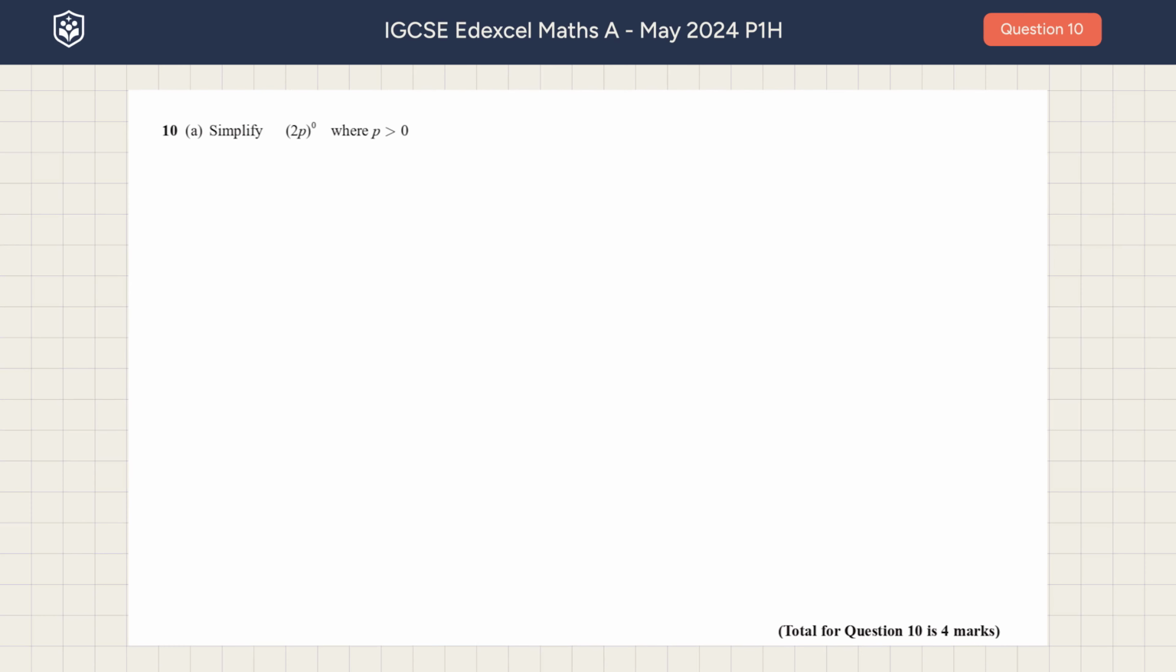Now let's look at question 10. Part A asks us to simplify 2p to the power of 0, where p is bigger than 0. The key thing here is the zero exponent rule. Any non-zero number or expression raised to the power of 0 is always equal to 1. So we instantly know that the answer is 1.